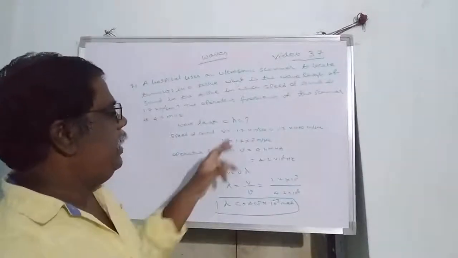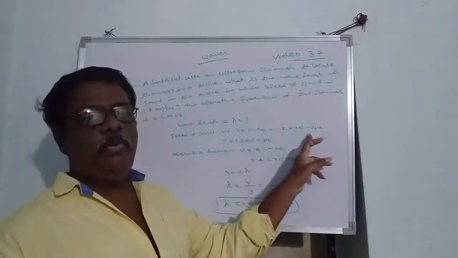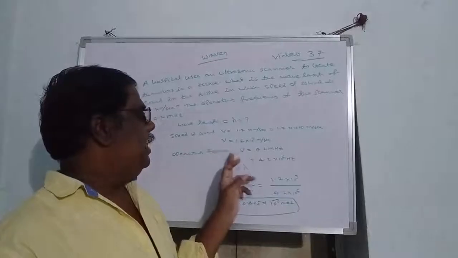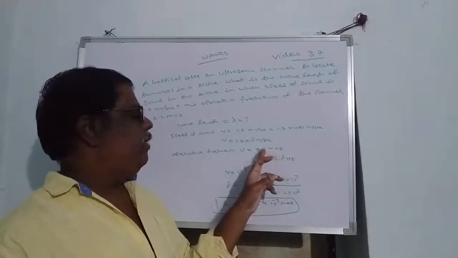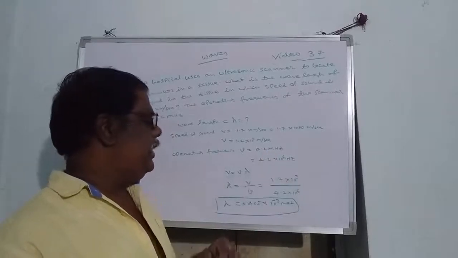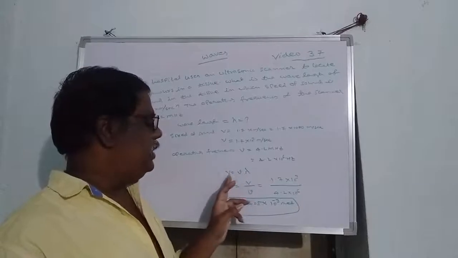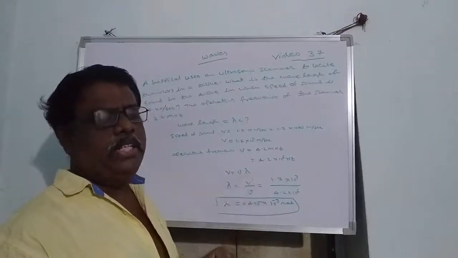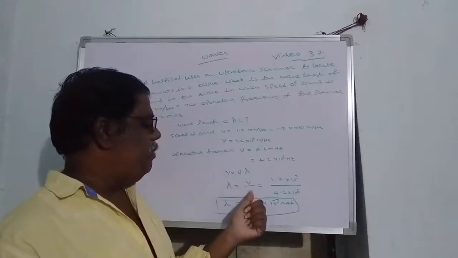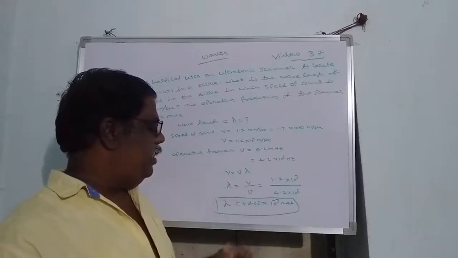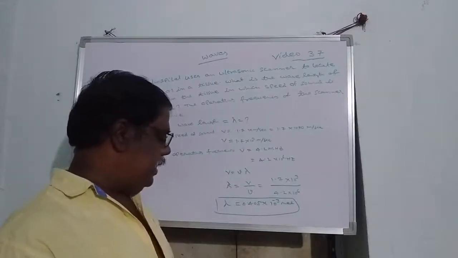See here, we have to calculate the wavelength lambda. The speed of sound is given in kilometers; kilometers should be converted into meters. Similarly, the frequency is also given in megahertz. 1 megahertz is equal to 10 power 6 hertz. The relation between V, mu, lambda: V is equal to mu lambda, or C is equal to mu lambda, where V or C is the velocity of sound. Therefore, lambda is equal to V by mu. On simplifying, we get 0.405 into 10 power minus 3 meters. That is the wavelength.